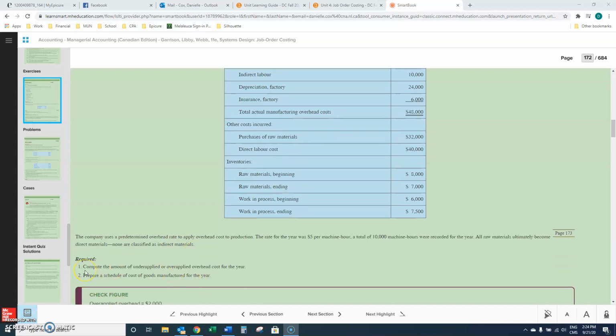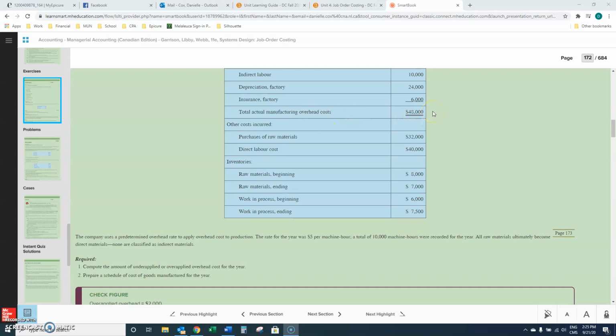Okay, so we have two things. Compute the amount of underapplied or overapplied overhead costs for the year. So before we look at the solution, what do we need? We need to know what the actual manufacturing overhead was, and we need to know what was applied. So our actual is given to us. Total actual manufacturing overhead costs $48,000.